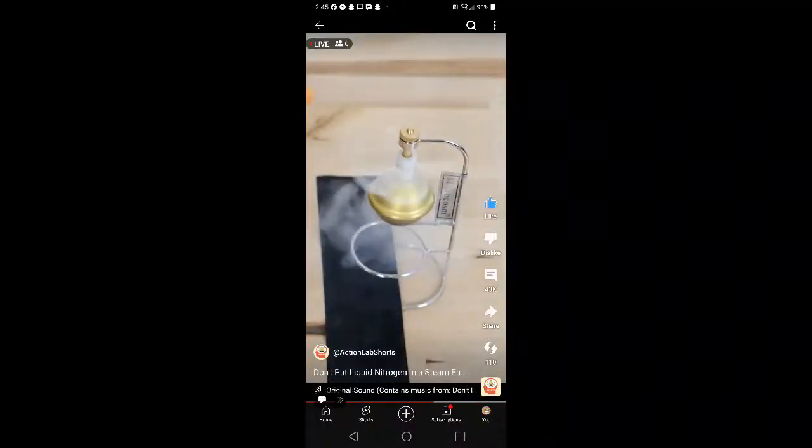Whoa. It's working. So the thing about liquid nitrogen is that its temperature is so low compared to the temperature of the atmosphere. It ends up expanding so much faster simply by the room temperature.